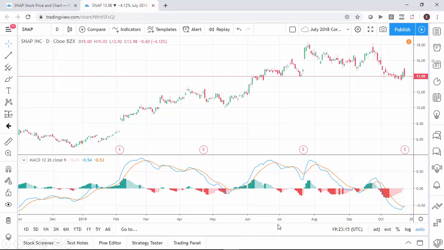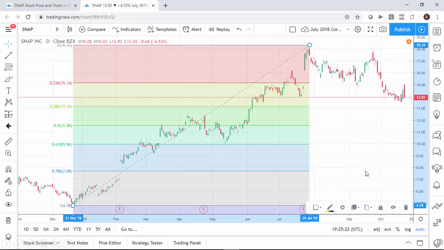So I'm not really feeling strongly even right now about this possible crossover. A crossover below the zero line is an indicator of a bullish signal. It's a bullish signal, but I don't quite believe it just yet. So let's keep going.